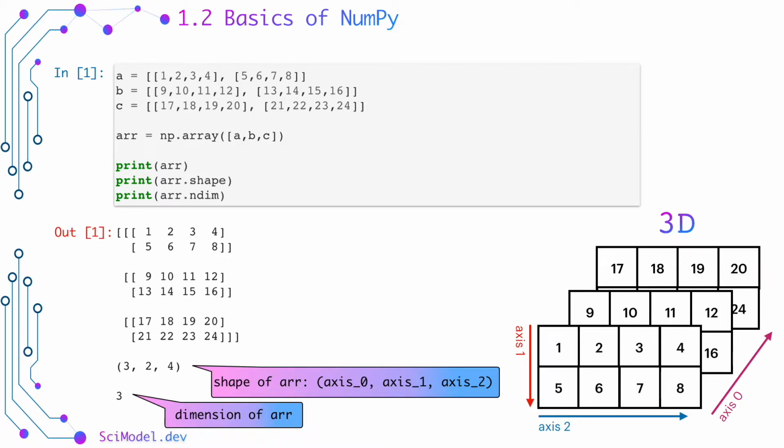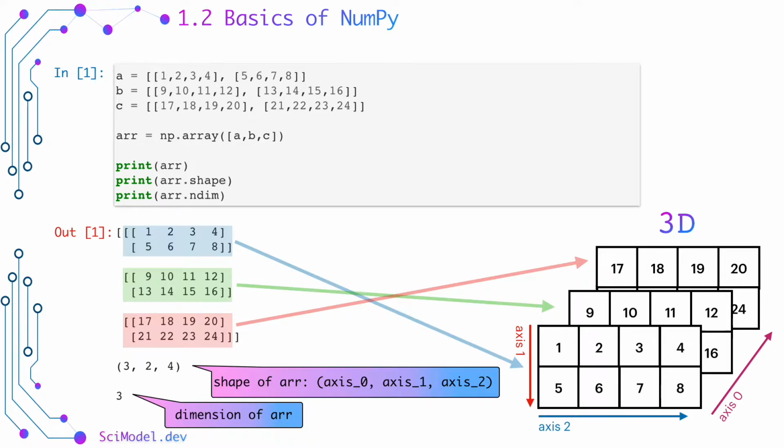In this code example, we are creating a nested list of lists and converting it to a NumPy array. Variables a, b, and c are lists of lists. Variable arr is a NumPy array of the nested list of lists a, b, and c. Each list of lists contains 2 lists, each of which has 4 elements. The 3D diagram visualizes the creation of this NumPy array.